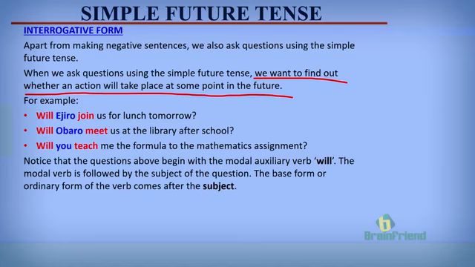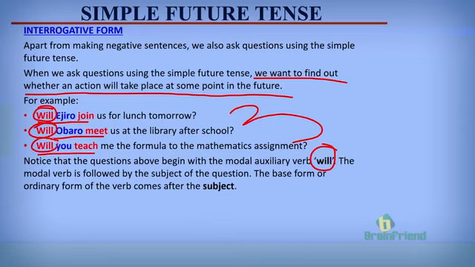For example, will Ejiro join us for lunch tomorrow? Will Obaro meet us at the library after school? Will you teach me the formula to the mathematics assignment? So these three questions are asked in the simple future tense. Now notice that the questions begin with the modal auxiliary verb will, and will is followed by the subject of the question. The subject here is Ejiro, Obaro, and you.